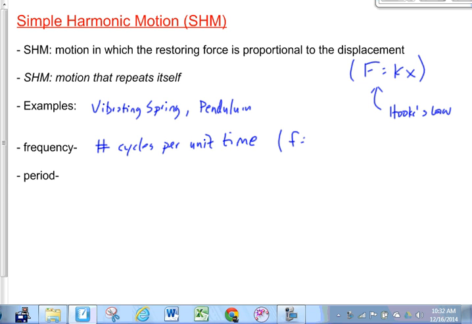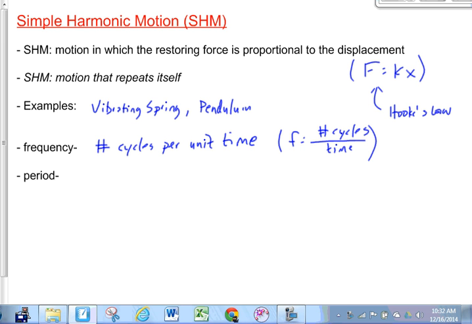We're going to say frequency is equal to the number of cycles divided by the time, whereas in our last unit, we said the number of revolutions divided by the time. Same thing, really. This equation, by the way, doesn't appear in your data sheet.